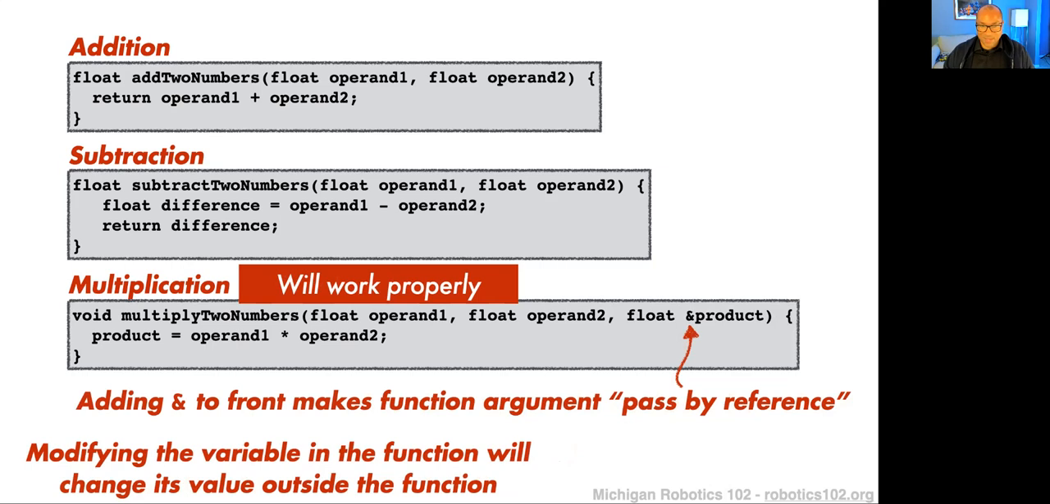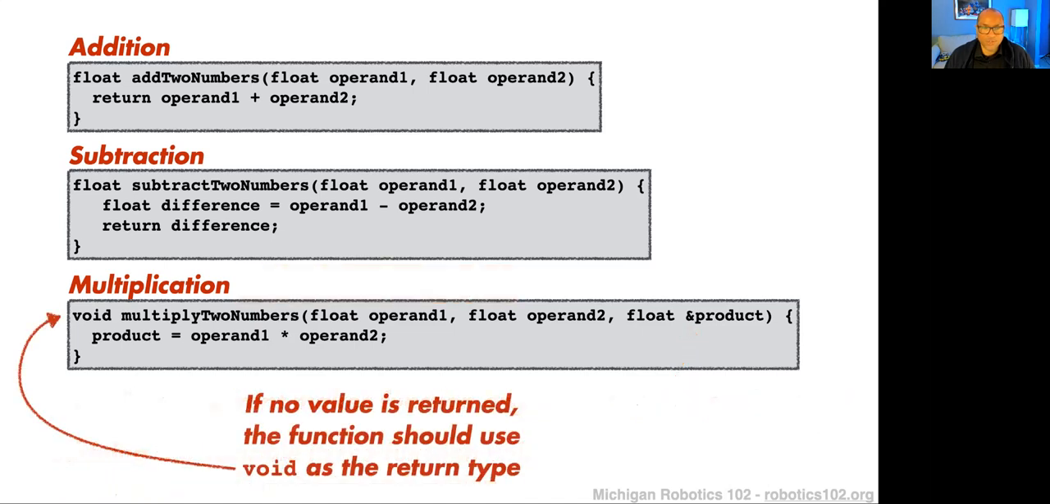So we can then have these changes that occur in our code be applied to our program execution outside of the function. And so this is kind of nice, because then we can have our two operands in our product and we don't have to do a separate assignment. We should note that in this case, we are not returning any value. We're just doing this assignment directly. So if no value is returned, it's just good form to return void as the return type. It's just saying this function is not returning anything.